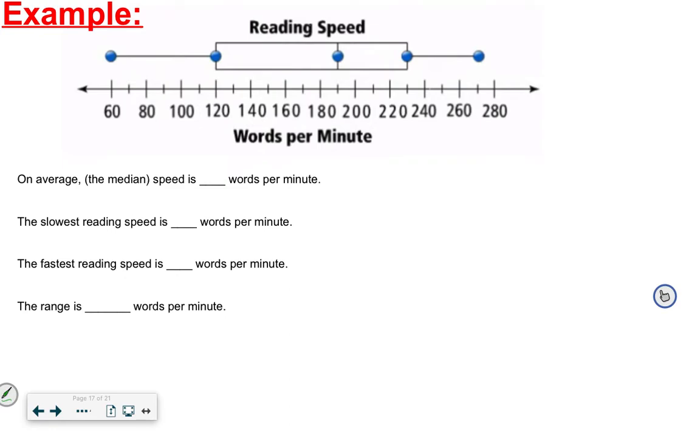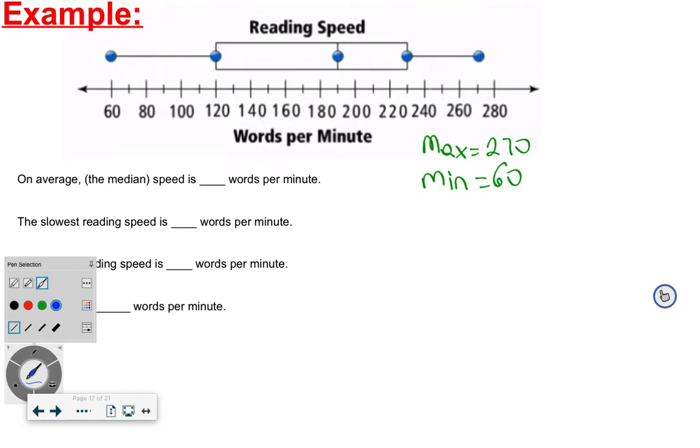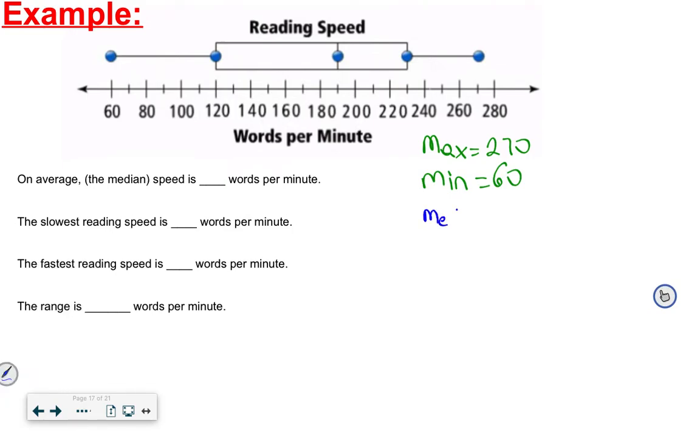All right, this is another type of question. As I told you before, ladies and gentlemen, there are 5 important points. The first, maximum. What is the maximum here, ladies and gentlemen? Which is 270. What about the minimum value? Minimum value is 60. After that, we need to determine the median. What is the median? The median is 190. The box plot is going to help you to figure out 5 key points.